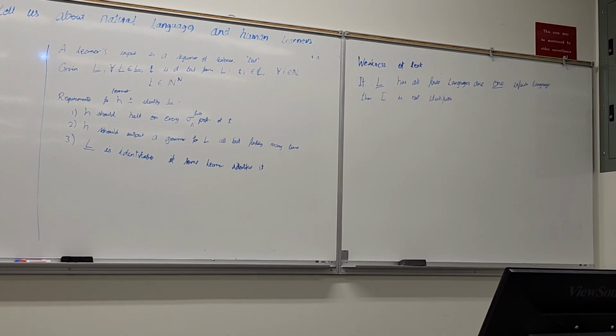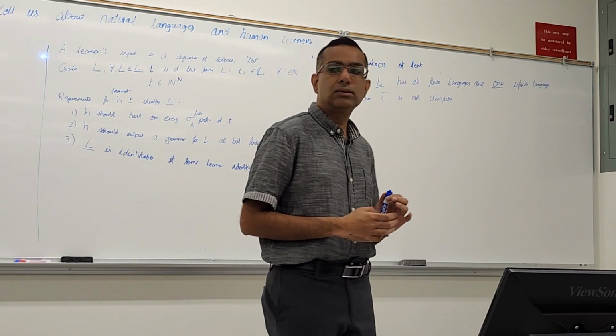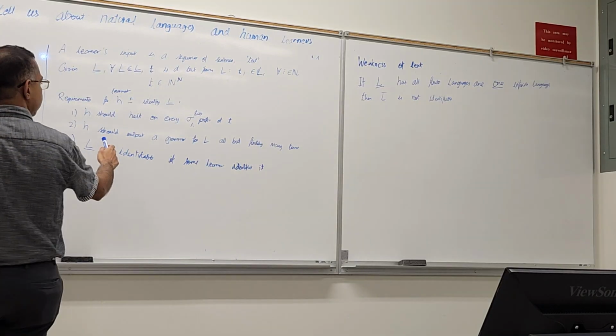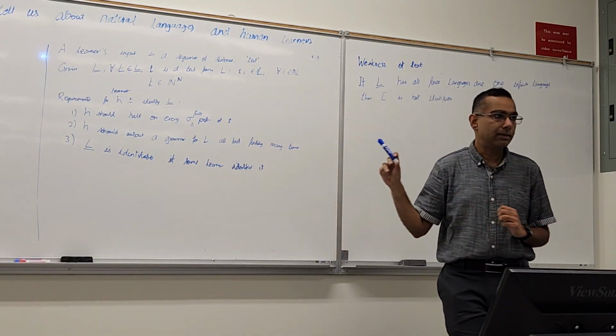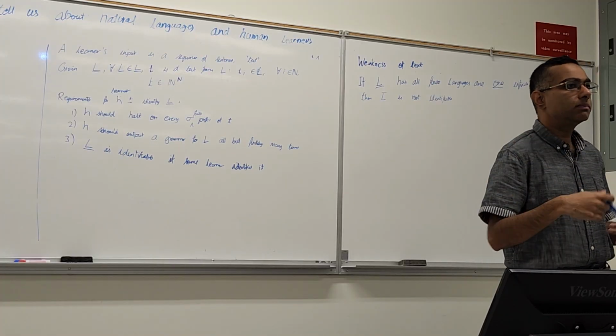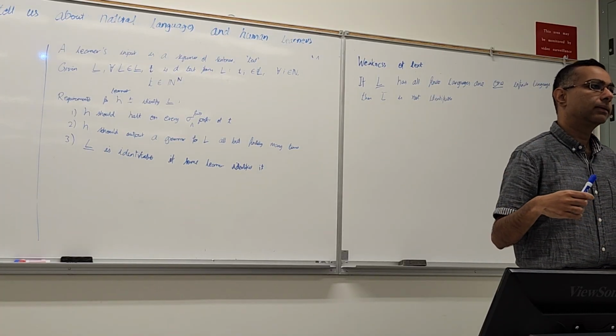Is there a concept of making a mistake while learning a grammar in this? Because all you are being exposed to is a particular language. Then is there really a concept of making a mistake while identifying that language? Yeah, so that's actually what was covered here. The learner should output a grammar for L all but finitely many times. So the learner is allowed to make mistakes. It just cannot make infinitely many mistakes.